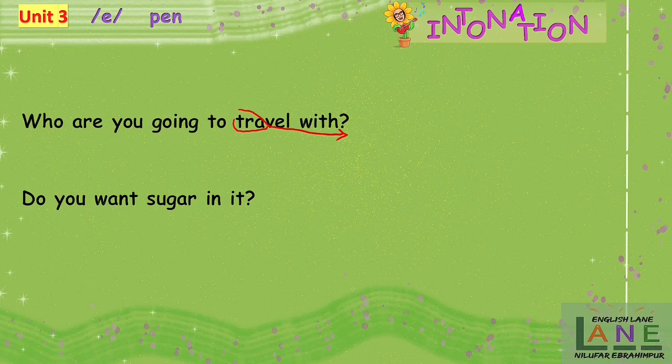So, stressed. The intonation starts from this syllable. And it goes lower and lower and lower till the end of the sentence. From here till the end.